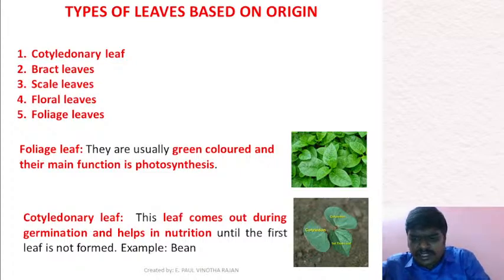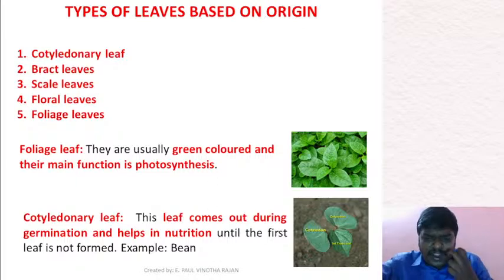That means, I'll draw the diagram for your better understanding here. Once you put the seed inside the soil, from the seed, what will happen? First, the radicle comes out. The radicle gives rise to the root. And then, the plumule. So, how will it be there?